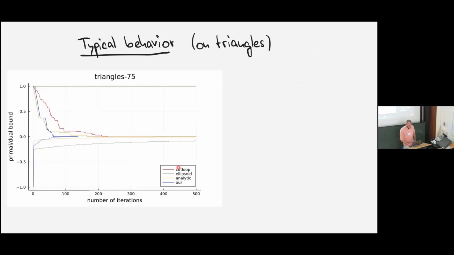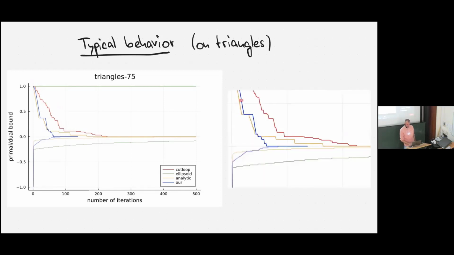Now, you see the ellipsoid method is really bad. The dual bound is very bad. The primal bound, well, it does something, though this is all relative. The red thing is the cut loop. It works okay. You don't have a lower bound for the cut loop because it doesn't offer one. The blue thing is our method. It converges much quicker, and it is really within this tiny epsilon limit.